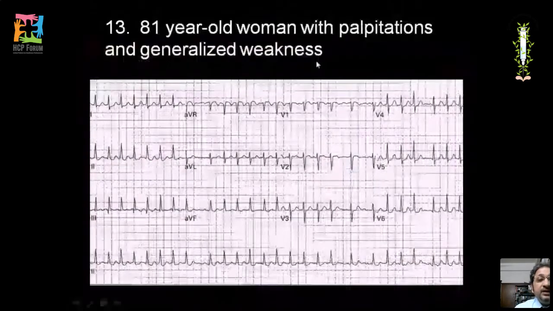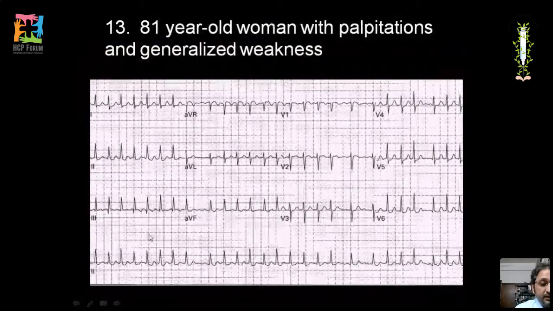81-year-old woman with palpitation and generalized weakness. What do you find here? I can see that all the RR intervals are irregular. So it's a narrow complex tachycardia and irregular. So what will be the differential diagnosis?